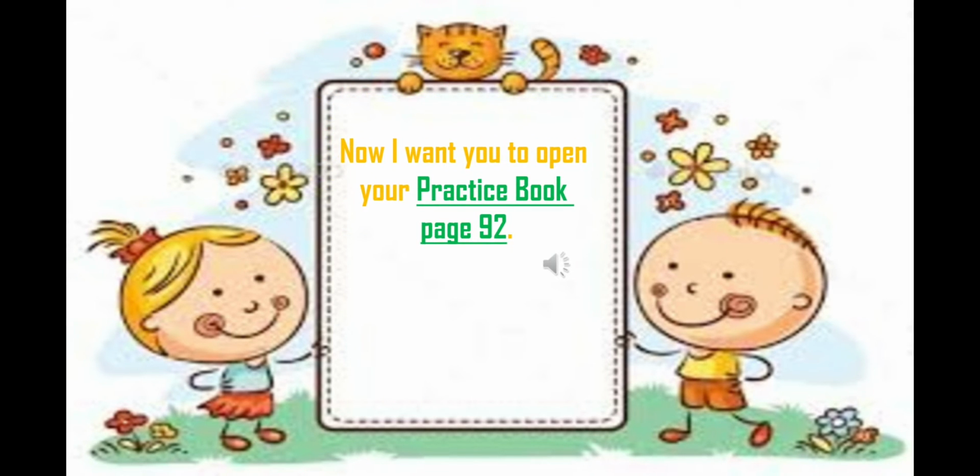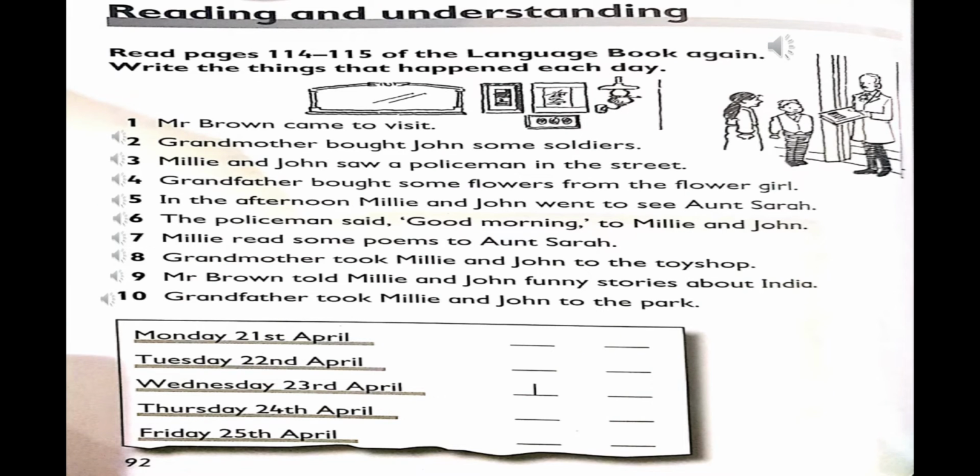Now I want you to open your practice book page 92. This question is telling you to read pages 114 and 115 of the language book again. Write the things that happened each day. You can open your language book to help you to find out which day and date each sentence belongs to. Write only the number of the sentence beside the correct day and date. See the first example. Sentence number 1. Mr. Brown came to visit today. If you opened your language book, you can find out that this thing happened on Wednesday, 23rd of April. So, we only wrote the number of the sentence beside the correct day and date. Do the rest alone before checking the answers.